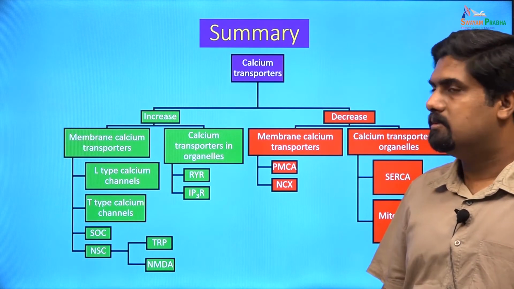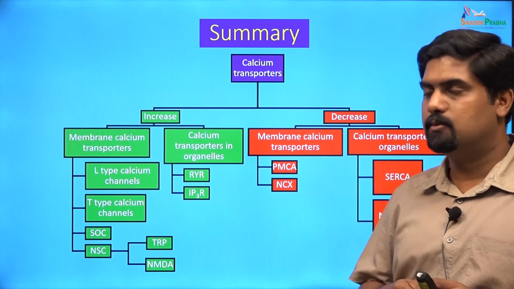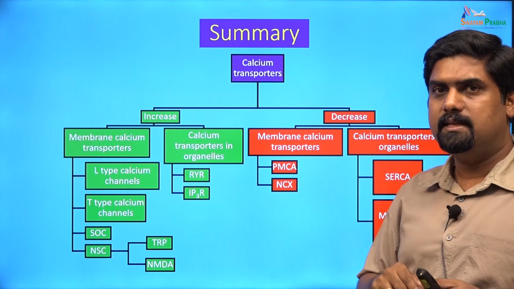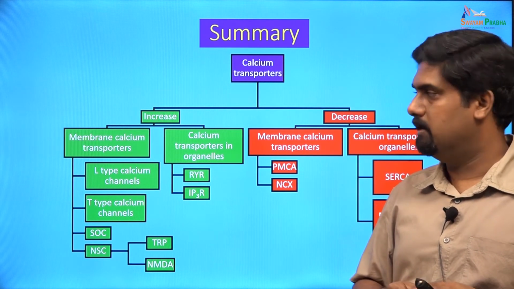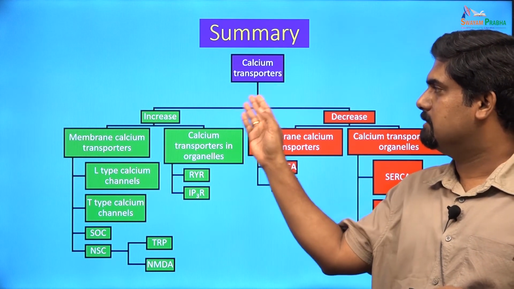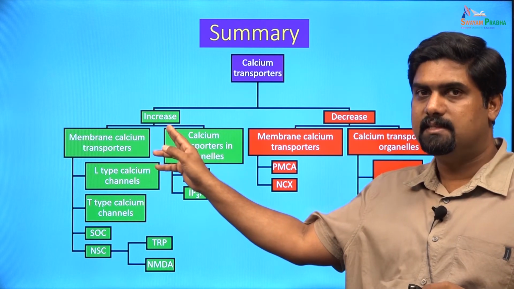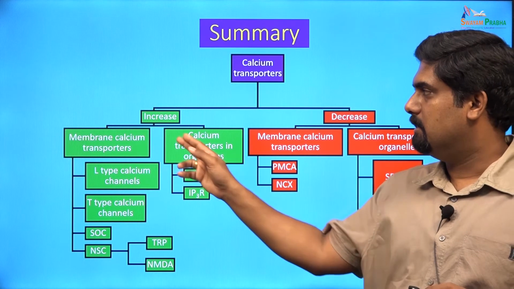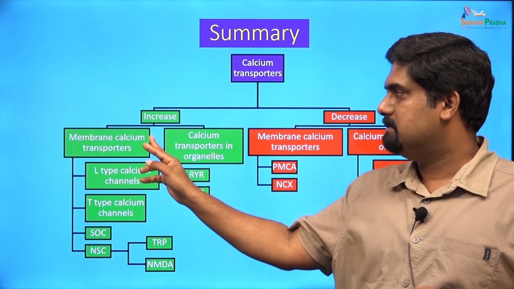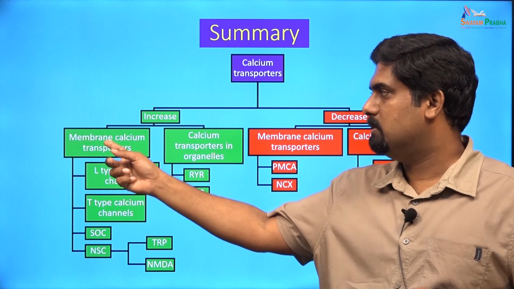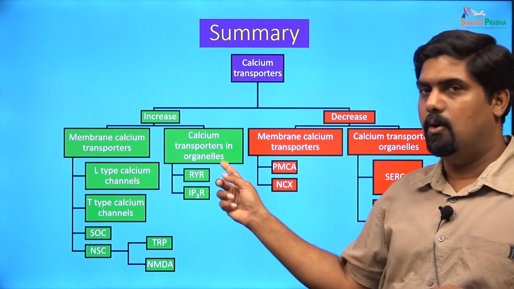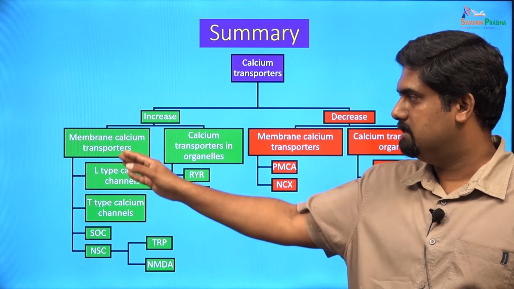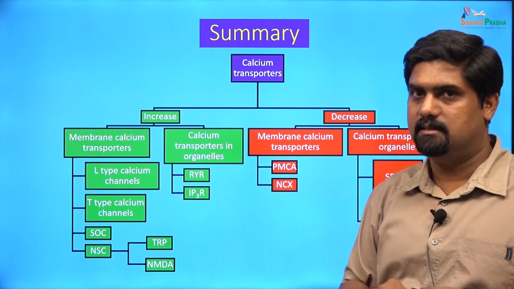So we have come to the end of this session on calcium transporters. We were discussing the various calcium transporters. Let us summarize what we have learned so far. Calcium transporters can either increase or decrease the intracellular calcium levels. The transporters that increase intracellular calcium are present either on the cell membrane or on the organelles. These are the calcium transporters present on the cell membrane which increase intracellular calcium.